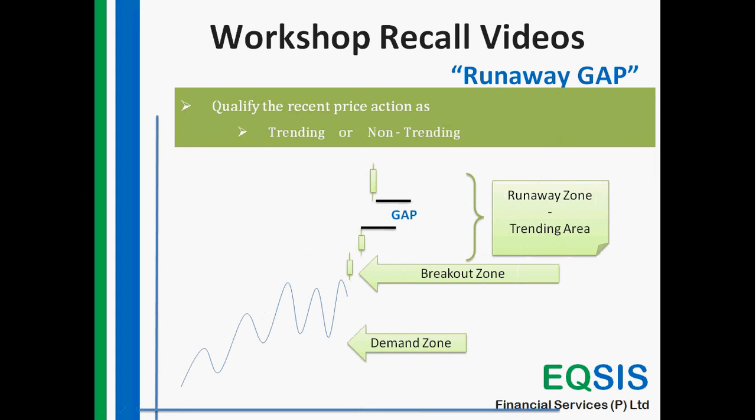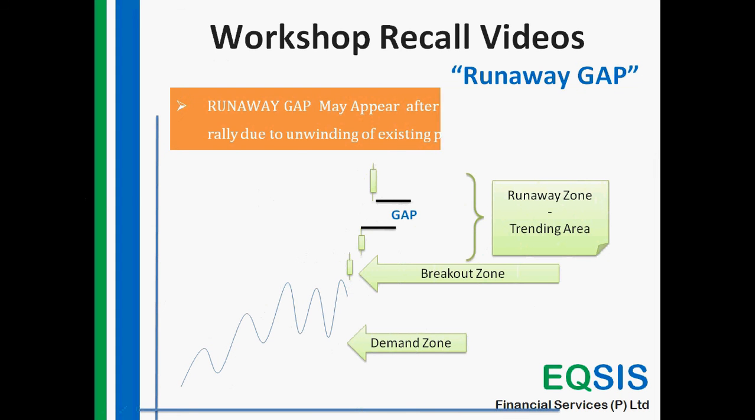This is happening in the trending zone. So we will qualify this as a runaway, and this is called the strength of buying, and the short sellers are getting excused when it comes to the runaway. They are just surrendering to us.